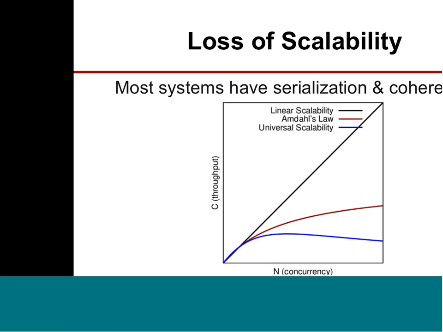And when we plot those out, the black line is linear scalability. Amdahl's law is the red line, and as you can see, it approaches eventually some asymptote. It basically hits a ceiling. And then the blue line is Dr. Gunther's universal scalability law, which actually has a peak, and then it starts to level off and decline after that. And this matches what real systems do.